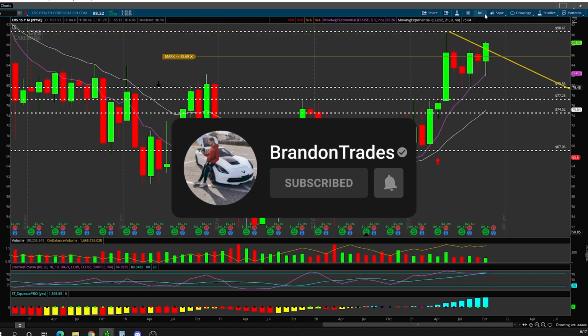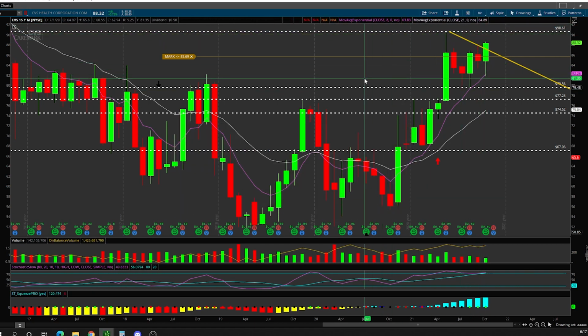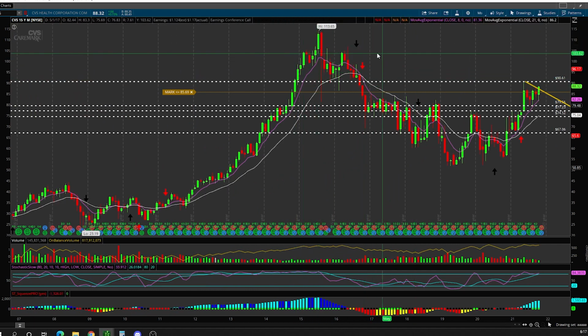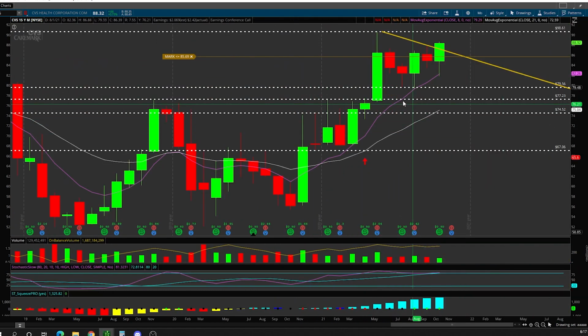The very first thing I would have done, go to the monthly time frame. Now, if it's super overextended from the 8 EMA on the monthly time frame, I've noticed that those swing trades tend to not work out. So I like to see the stock actually near the monthly 8 EMA.